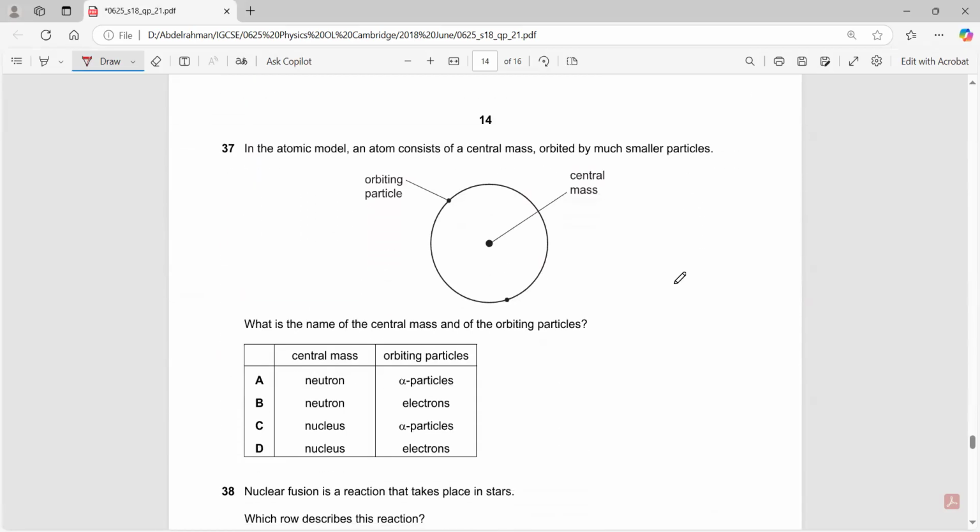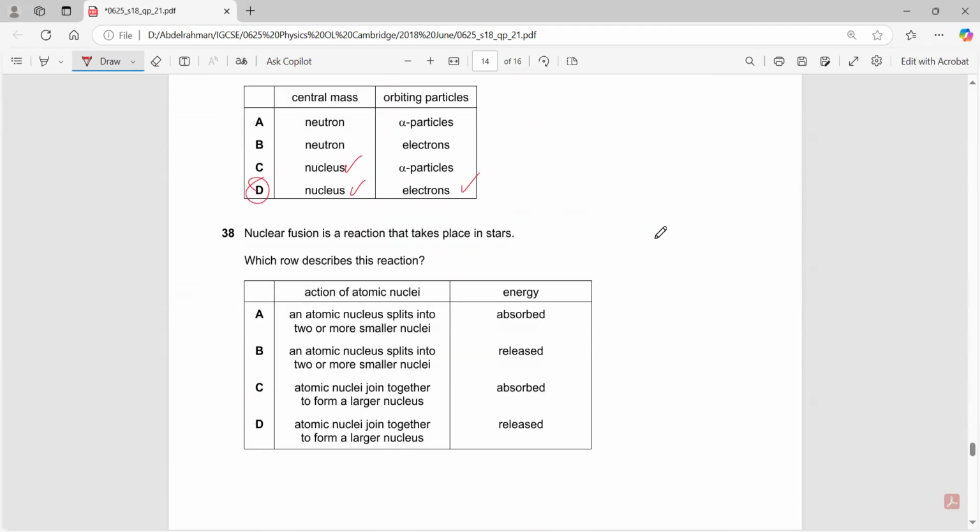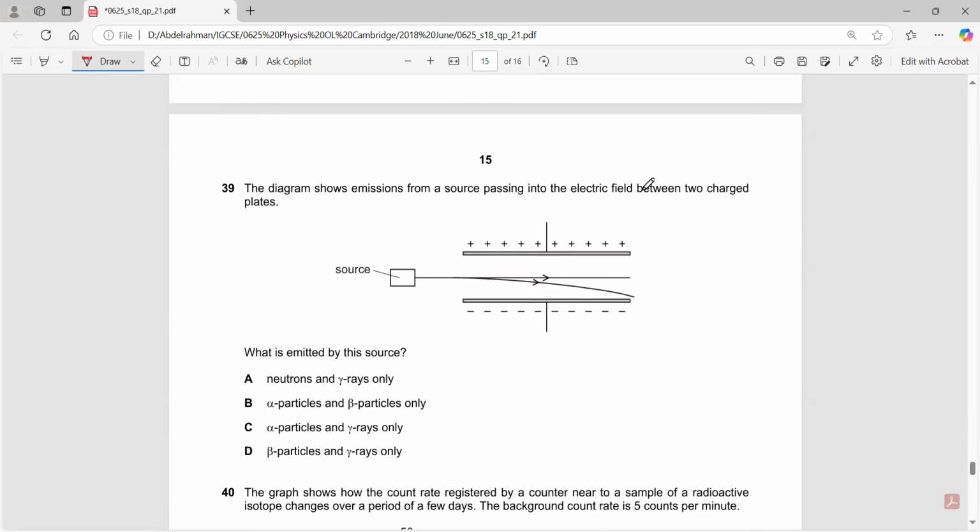We have an atom. This central mass is the nucleus. The orbiting particles are the electrons. Nuclear fusion happens in stars. What does nuclear fusion mean? Nuclei join together and energy is released. Stars produce huge amounts of energy. They don't absorb energy.